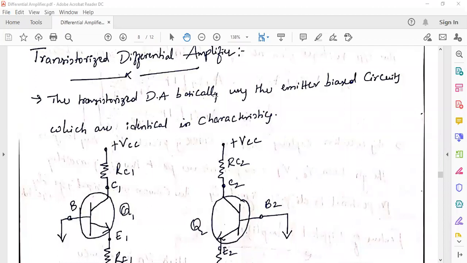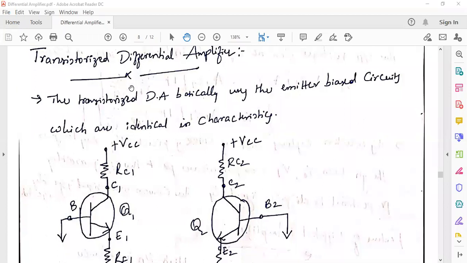That we'll discuss and learn in the third unit, the linear applications of op-amp, right? In that we develop the difference amplifier circuit using operational amplifier IC. But here in the first unit we design the differential amplifier circuit using transistors. That's why it is called transistorized differential amplifier.